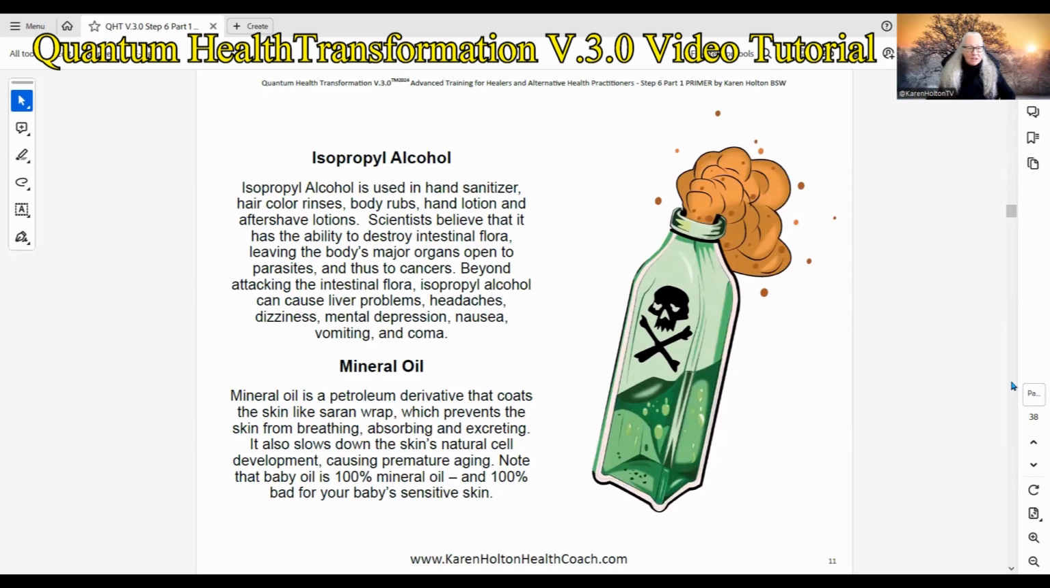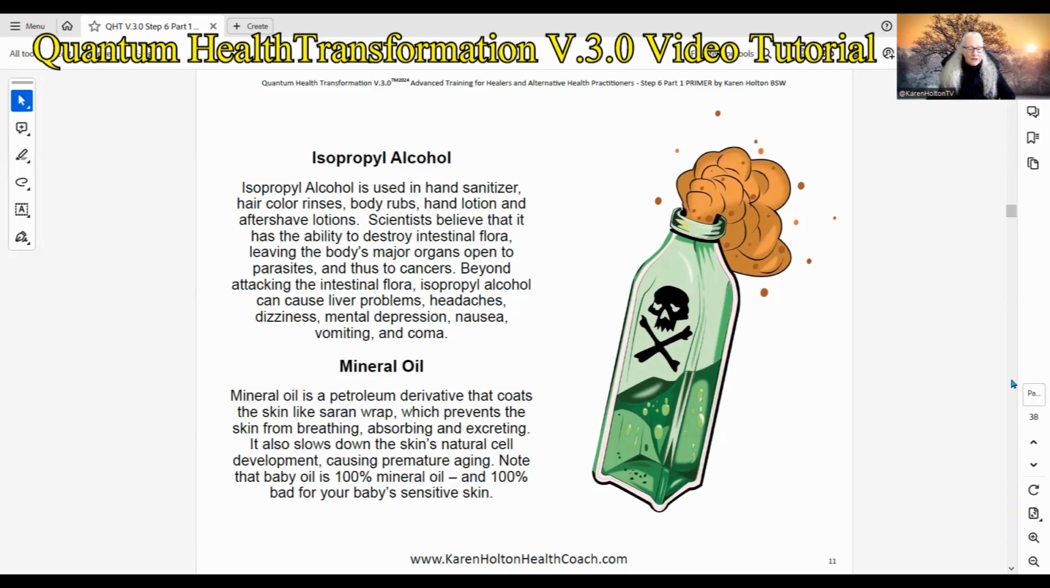Isopropyl alcohol. Isopropyl alcohol is used in hand sanitizer, hair color rinses, body rubs, hand lotion, and aftershave lotions. Scientists believe that it has the ability to destroy intestinal flora, leaving the body's major organs open to parasites and thus to cancers. Beyond attacking the intestinal flora, isopropyl alcohol can cause liver problems, headaches, dizziness, mental depression, nausea, vomiting, and coma.